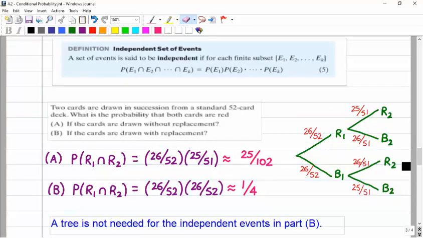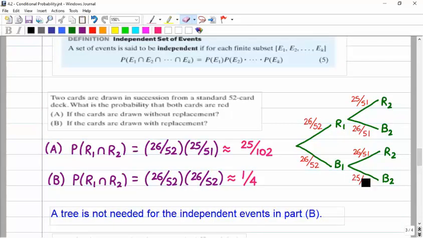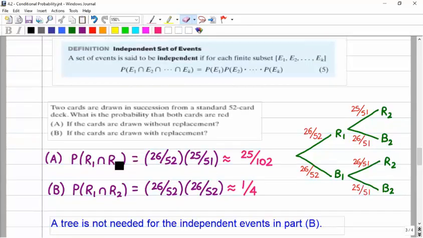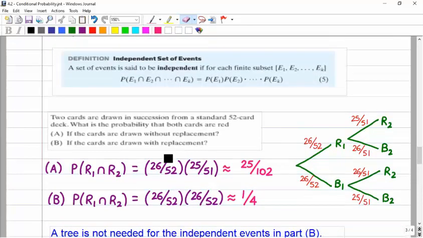So, and we go down here, and the bottom one means we lost a black card. So all the red ones are still there. We're still out of 51, 26 out of 51. And then the black ones, we lose a black one, so it drops to 25 over 51. So to go red 1 and red 2 in that order, you just multiply along the path. 26 over 52, 25 over 51. We multiply. It's that number right here.